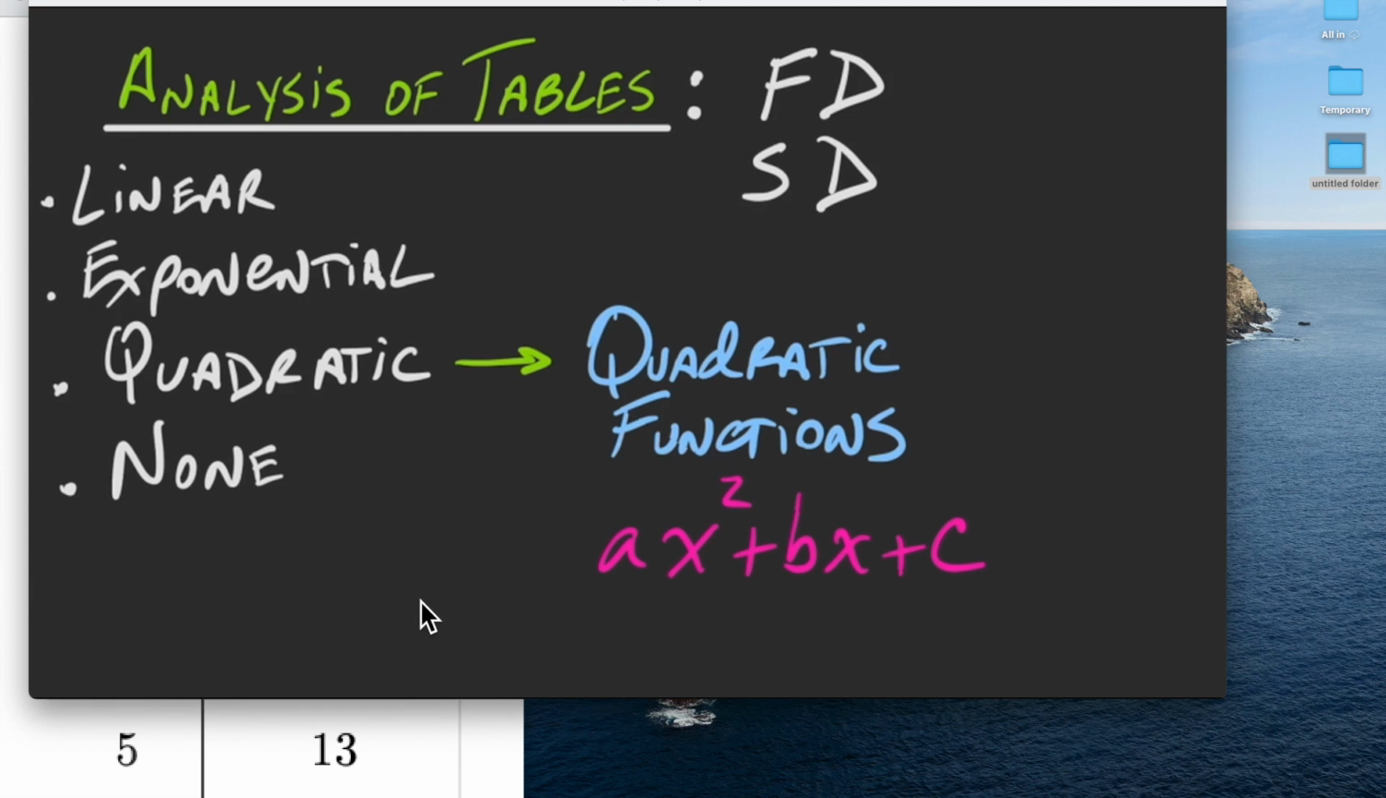In this video, we're going to look at tables of values, and we're going to analyze these tables. We're going to use the first difference, otherwise known as FD, and the second difference, SD, to determine: does this table of values represent a linear function, an exponential function, a quadratic function, or none of the above?